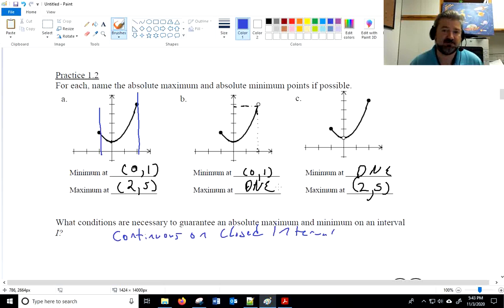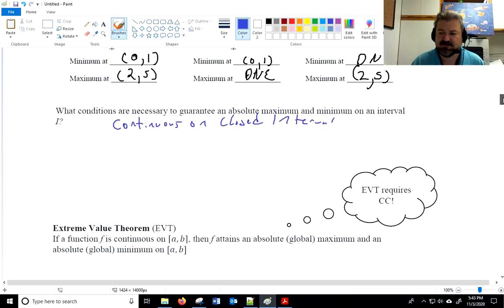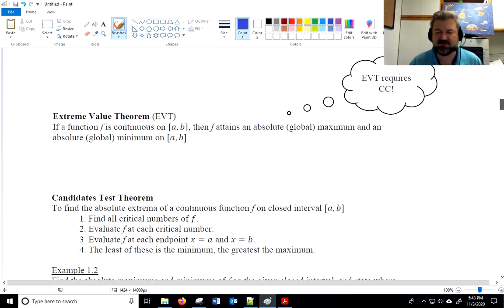It may not be unique. It might be like the sine curve that goes up and down, up and down, and hits it many times, but we know it has a highest and lowest. All right. Well, that theorem has a name. It's called the extreme value theorem. And once again, it's another VT theorem.